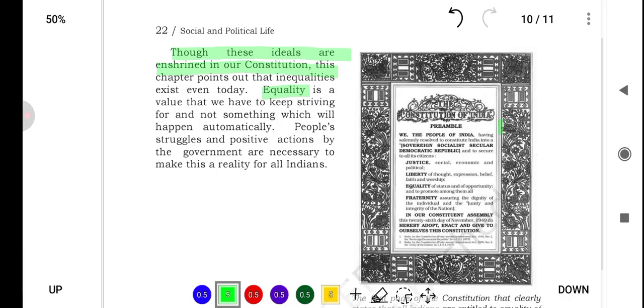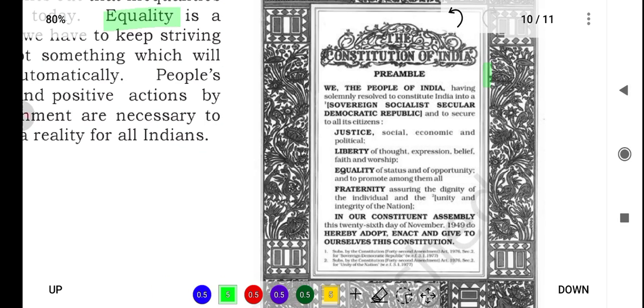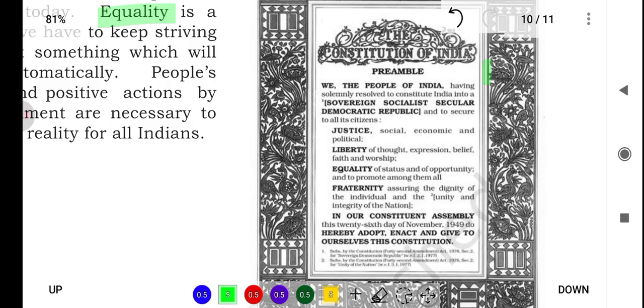So you can look at this. This is the preamble of our Constitution of India. Here terms like justice, liberty, equality, fraternity, sovereign, socialist, secular, democratic, republic. Here the date has been mentioned. You can pause the video and read this.